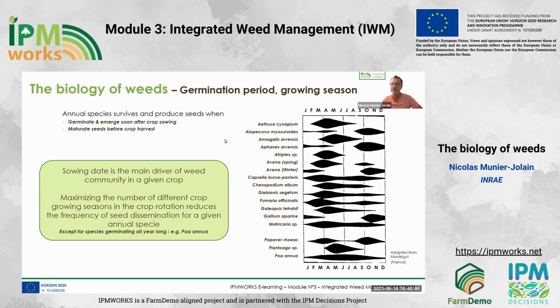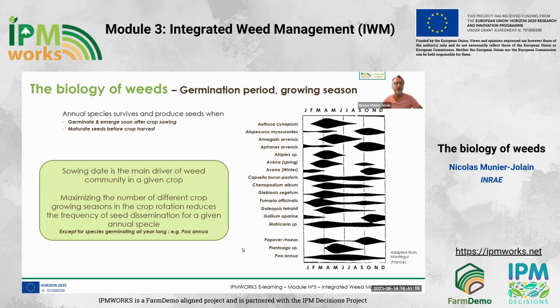You have some species that are able to germinate and emerge in the late spring, such as, for example, Chenopodium album, which is a typical summer weed species infesting summer crops. And you have a few species that are able to emerge all over the year. For example, the grass species Poa annua is able to emerge all over the year.